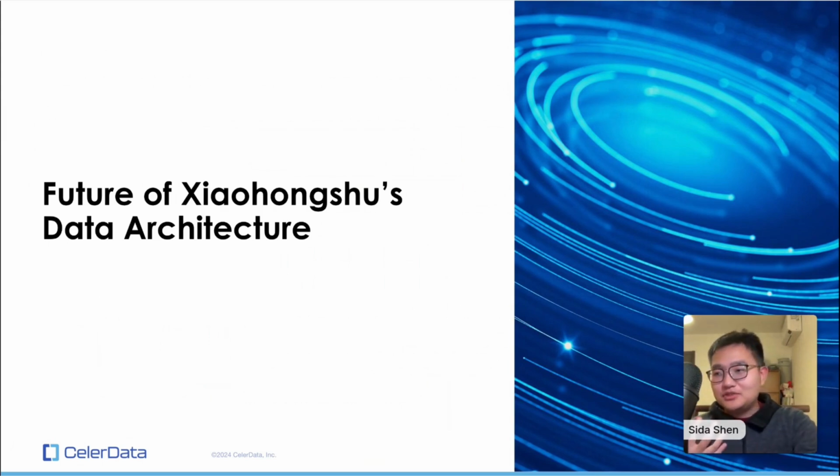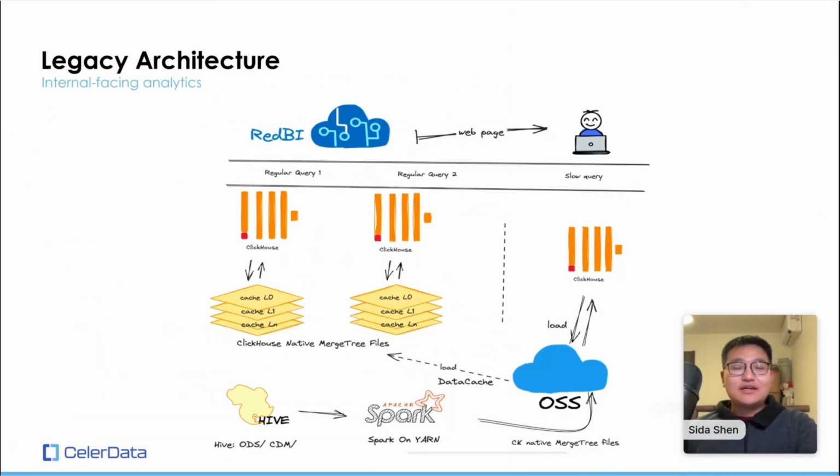How they're testing a new concept called a data lakehouse. This is their internal facing analytics service. On the top is Red BI, a dashboard that their internal analysts can use to create dashboards to see how their products are doing. Basically, all of the things that an internal analyst would see.